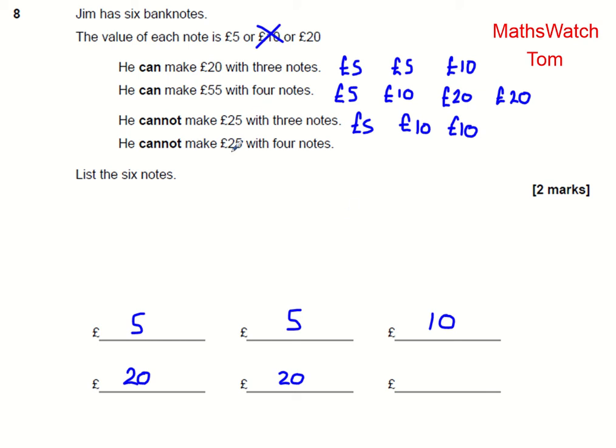For the last part, he cannot make £25 with 4 notes. The only way to make £25 with 4 notes is to have 3 £5 notes to make 15, and then a £10 note. Now, in our answer, we've already used 2 £5 and a £10, which means we are not allowed to add another £5 in. Otherwise, that option would be possible, so it can't be a £5, which means the only note that is left that can go in this last space is another £20.